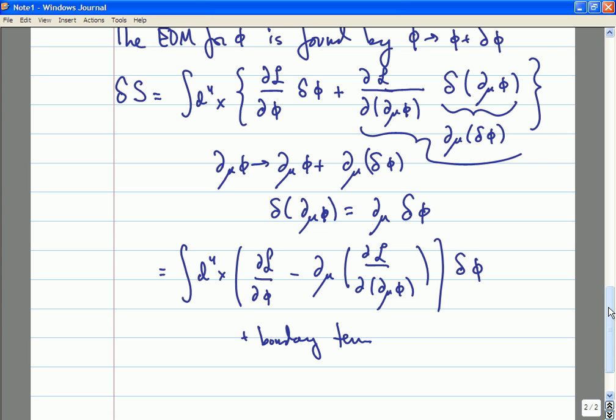Yes? Shouldn't the boundary term be 0? Because when you vary some function, you said that y is fixed at the point. Yes. So that's what I was going to say next.